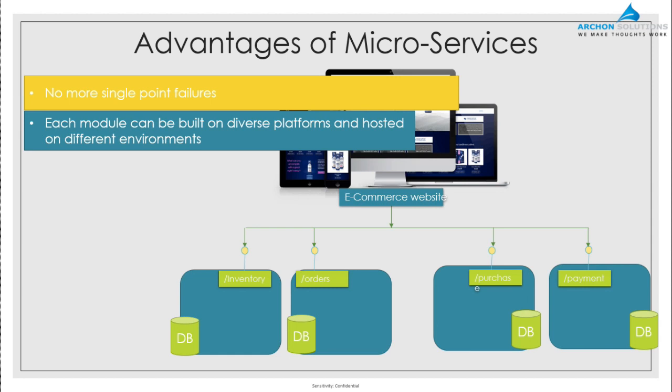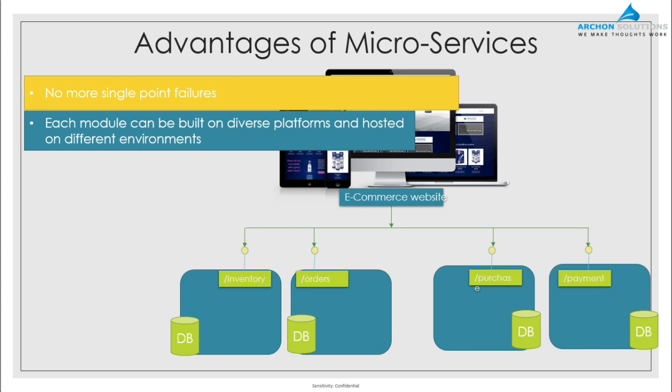The second benefit of a microservice architecture is that each module can be built on diverse platforms and hosted on different environments. In the previous architecture style, all these modules had to be in one particular language or a platform because, of course, it's one single application. It's either Java or .NET or Python or any of the other platforms for that matter. But in this style, it is possible that the inventory module is written in Java, the orders module is written in .NET, the purchase module is written in Python, and the payment is also written in Java. So there is a cross-platform survival over here.